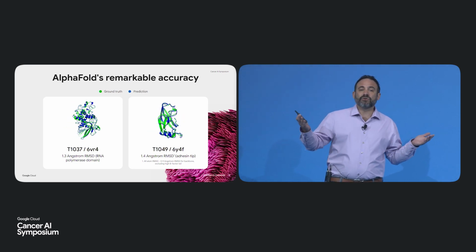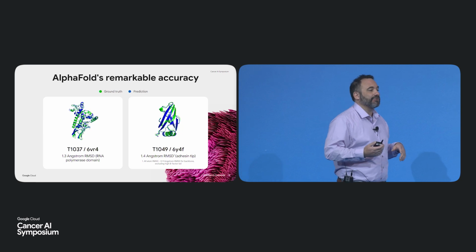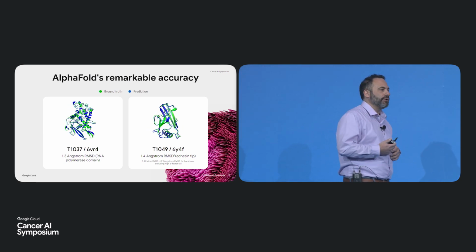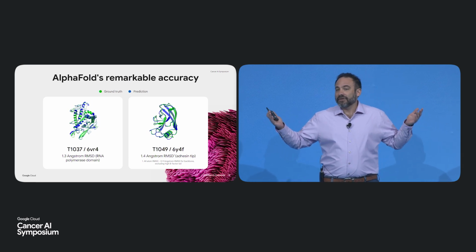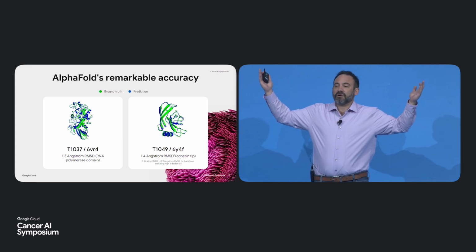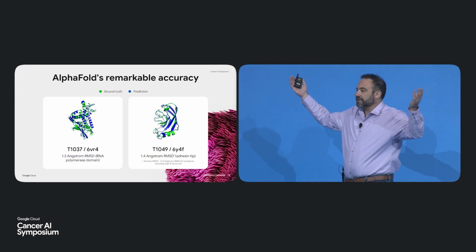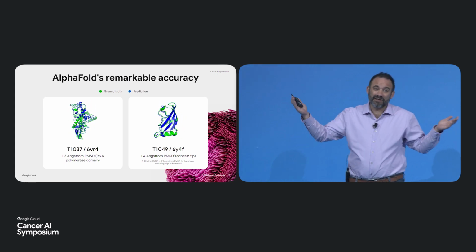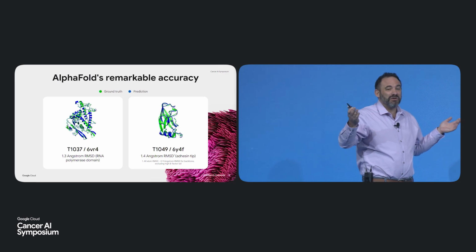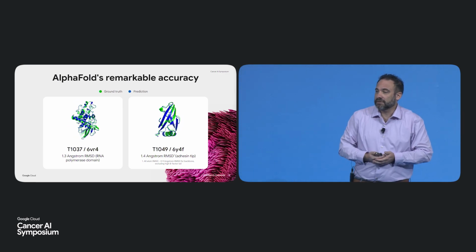I need to be able to isolate my protein. I might have to crystallize my protein. I might need to purify my protein. At the end of the day, the protein universe probably contains hundreds of millions of possible proteins, and we really only have experimental structures for about 200, 300,000 of them.